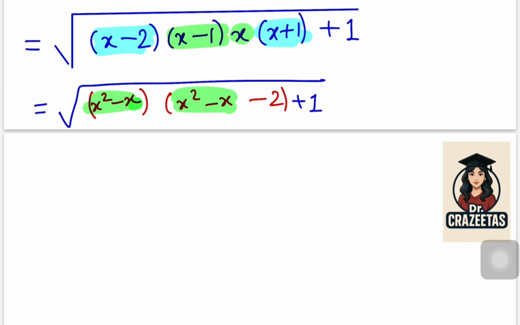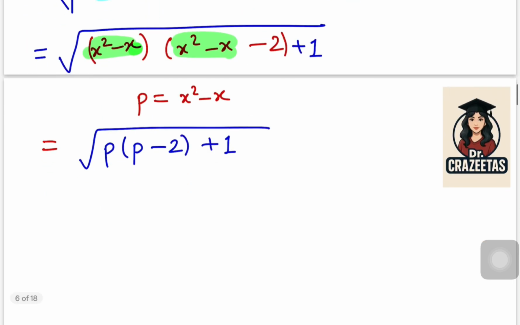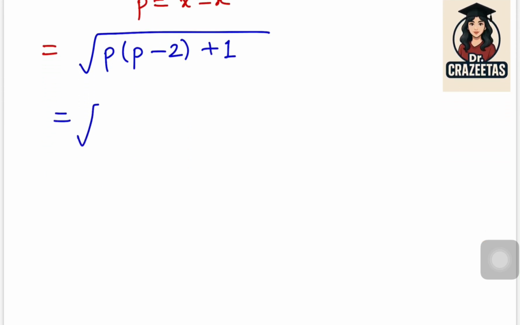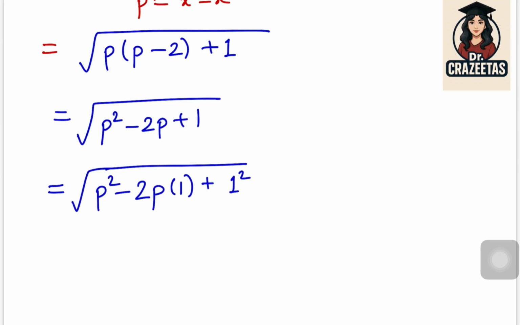Again we'll take a simple name to make it simpler. So if I take p equals x squared minus x, let's substitute in the next step. It will be p into p minus 2, plus 1. Such a simple square root now. Multiply p inside, so it will be p square minus 2p plus 1. I'm just rewriting the terms so that I can plug into one standard formula. Anything multiplied by 1 is the same, so I'm taking 1 as in multiplication, and for 1 I'm writing 1 square.